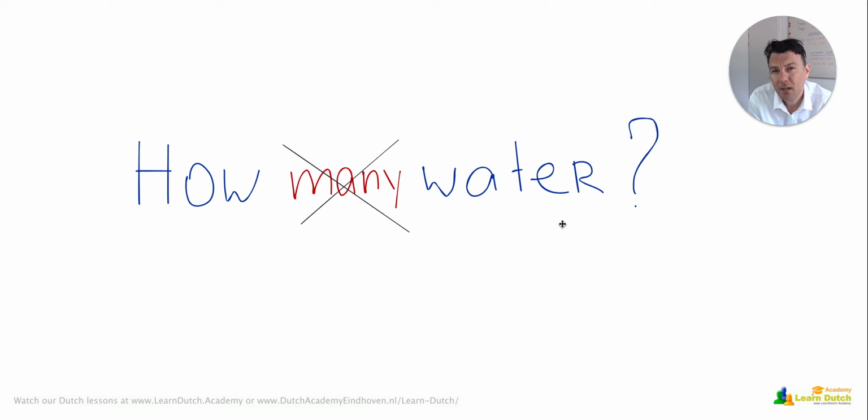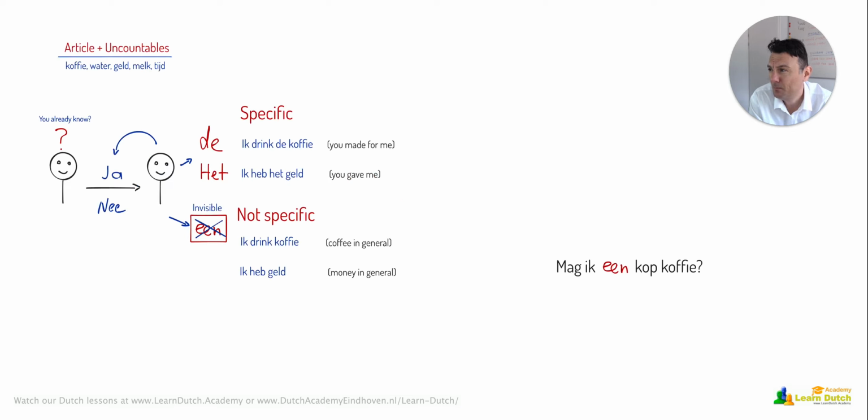Water is an uncountable noun. That's why we cannot use many in this case. But what is an uncountable noun? It's a noun which we cannot count. Sounds weird. But what is it?